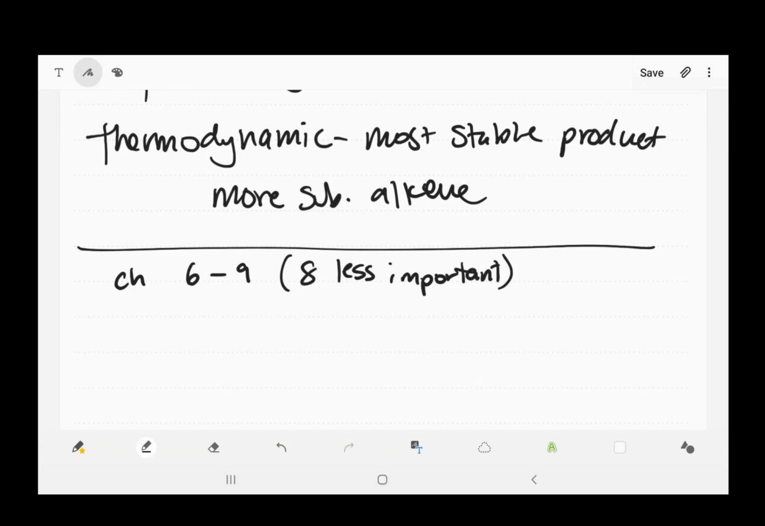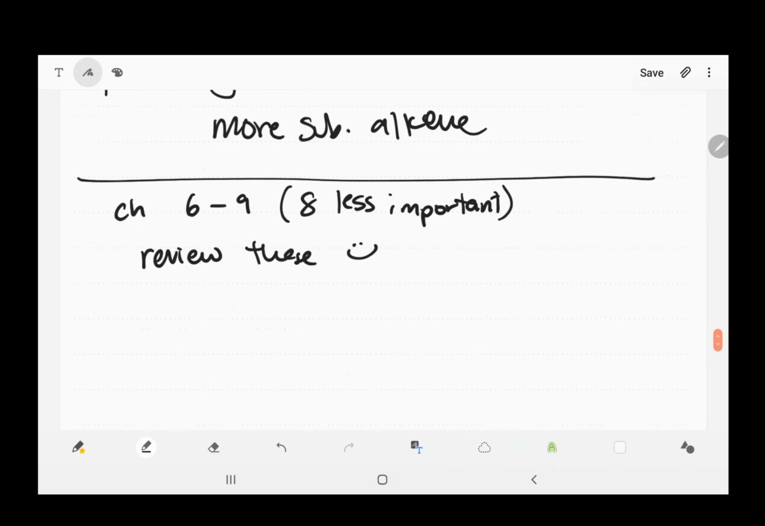Okay, thank you. Yep. I hope those are the right chapters, by the way. I think they are. I actually have not looked at the Wade textbook in a long time, but I think those are the chapters. So, continuing on then. Review these. Okay.